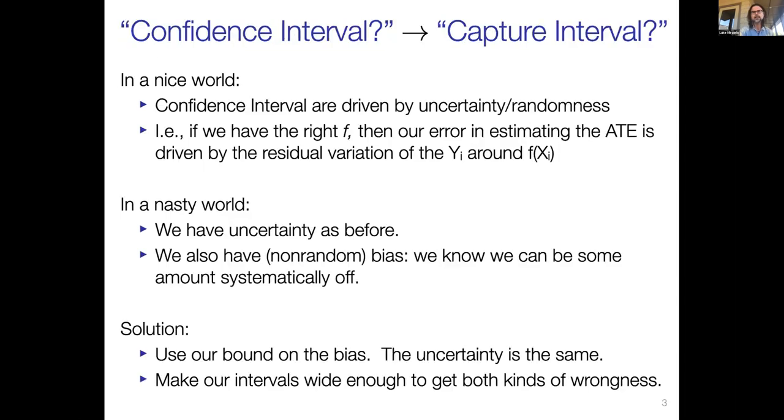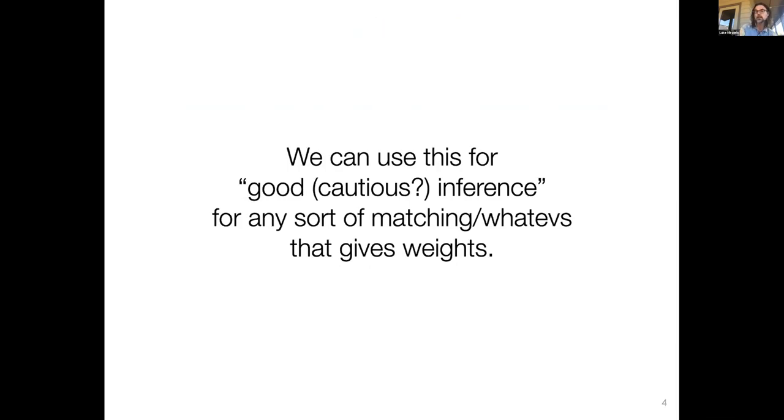Given that, you could make something like a confidence interval, which I'm going to call a capture interval. The confidence interval in a nice world is driven by uncertainty or randomness. If you have the right F, then the error is going to be basically estimation. You have this residual variation of your Y around F. In the nasty world, we have uncertainty as before, but we also have this non-random bias term. We know we can be systematically off. And so the solution is we're going to just push that bound into our interval. Our intervals are going to be wide enough so that with our non-random bias term and our random uncertainty term, we know that the truth is going to be somewhere in that interval. So we're confident that that interval has captured the truth. So we can use this for good inference, I think, using any sort of matching or whatever that you have weights for. That's the first idea.